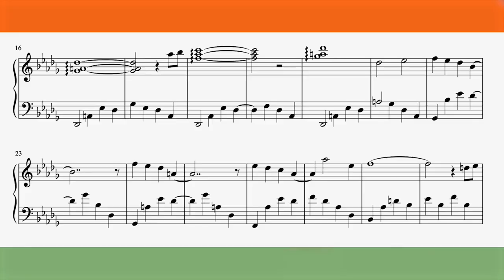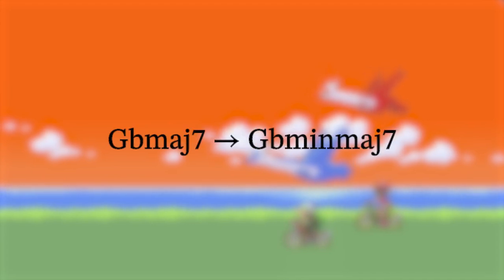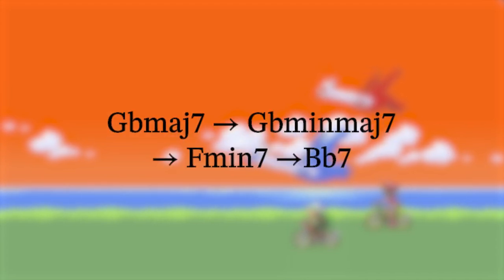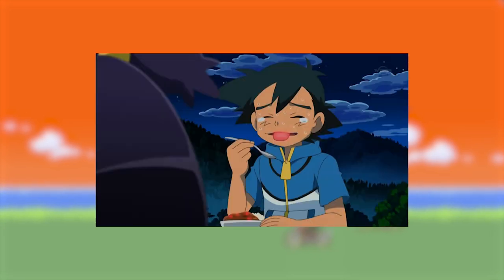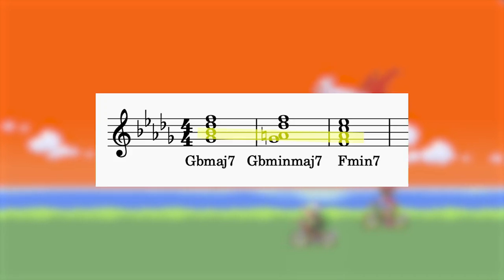This part of the song is full of really cool things, so let's dive right into it. First off, the chord progression. We have G flat major 7, G flat minor major 7, F minor 7, and B flat 7. And oh man, is that minor major 7 chord spicy? It's the first time I've ever come across a minor major 7 chord in the wild, but it really makes sense contextually because we see another chromatic walkdown looking at the thirds of these three chords.